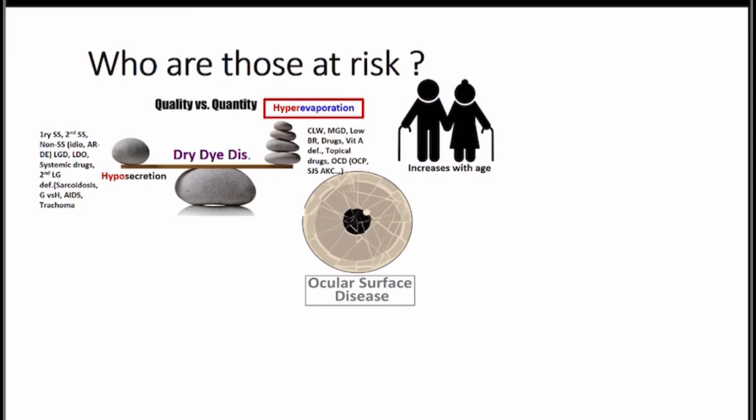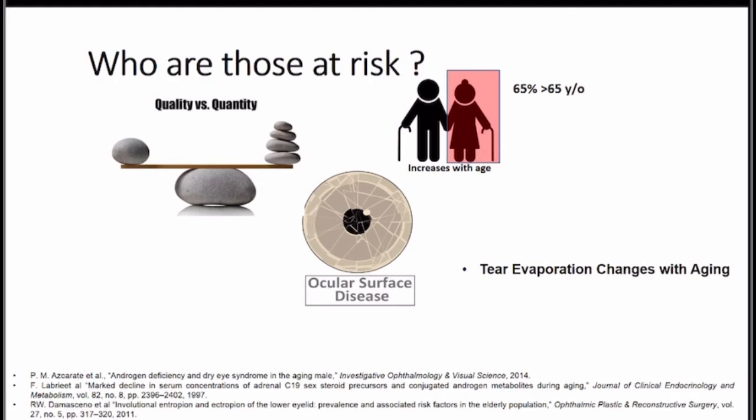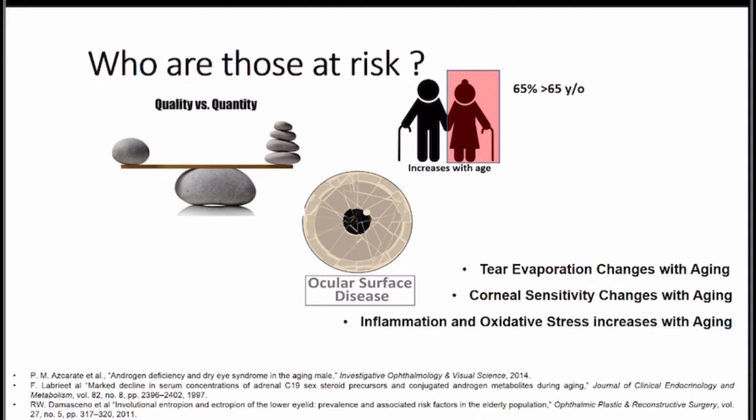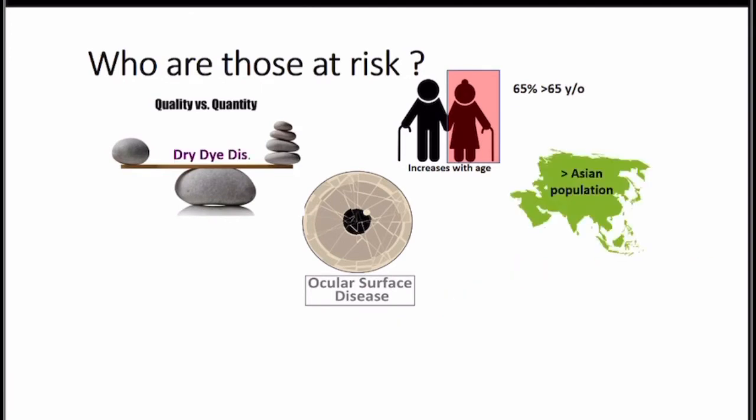With increasing age, this disease becomes more common. Females are more affected than males, and above 65% of patients do suffer from this disease. So the tear evaporation changes with age, the corneal sensitivity even changes with age, the cornea becomes less sensitive, and therefore the blinking rate is reduced, and there's inflammation and oxidative stress that increases with age. And age-related comorbidities and its medications can also induce ocular surface disease. Out of the 7 continents, Asians are more commonly affected by this.